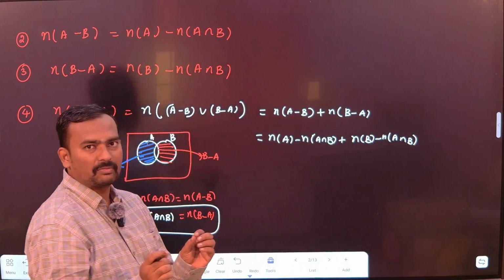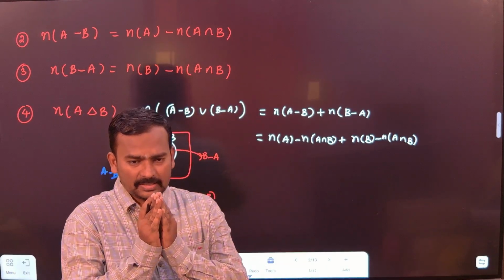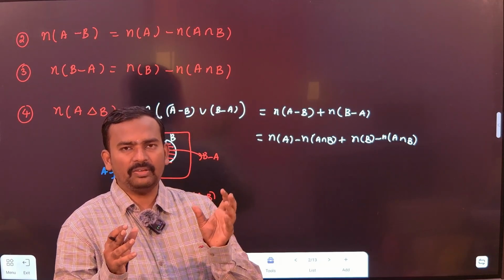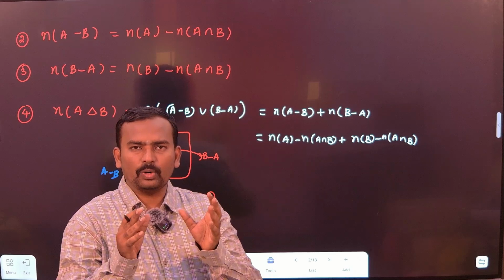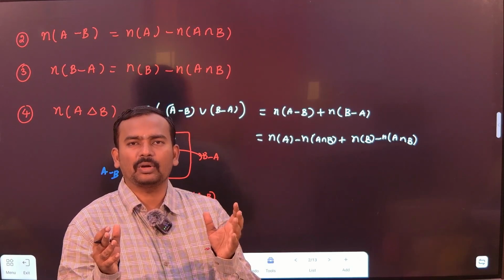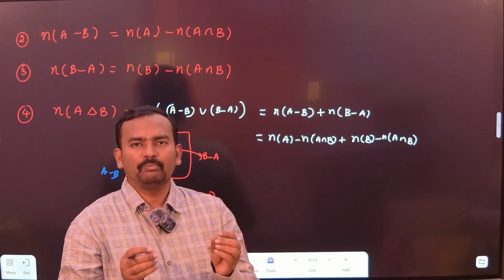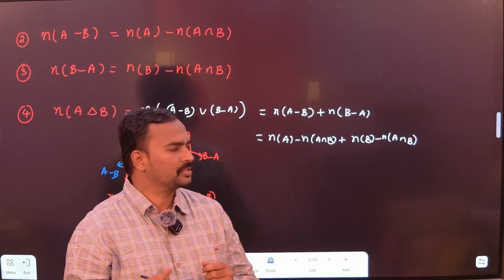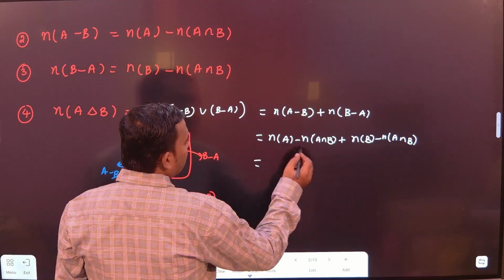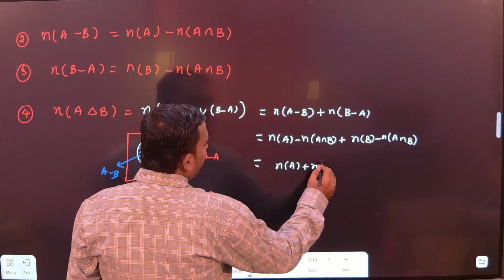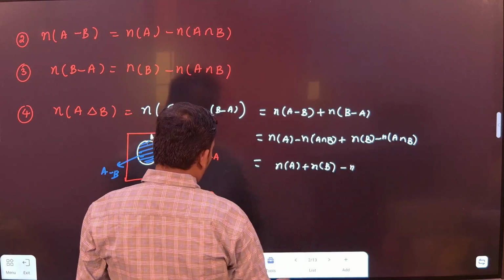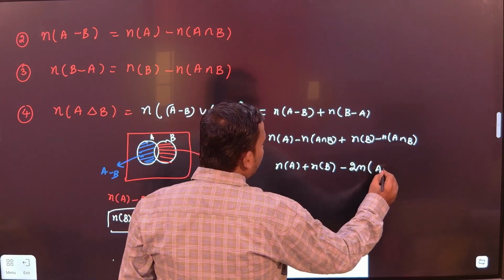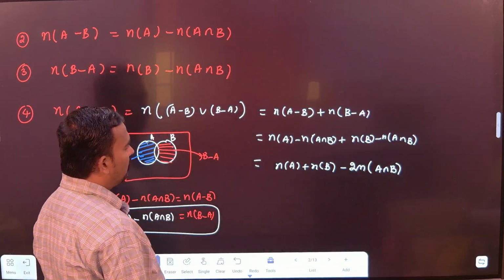You have to remember, students, whenever they are asking A minus B, you are subtracting B from A. So you have to see what is common between A and B, and remove the common things from A. B minus A means the common of A and B you have to remove from B. Understood? Okay. So now you can simplify this: n of A plus n of B minus 2 times n of A intersection B, you can write.